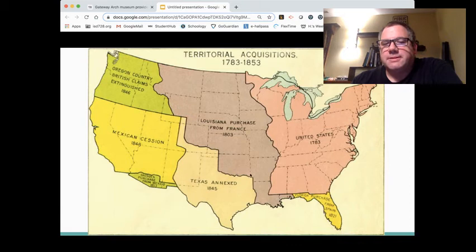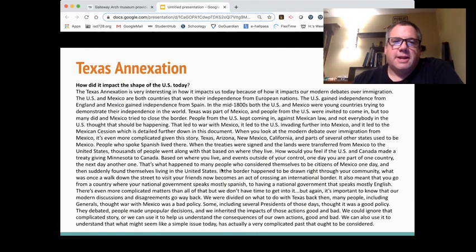And at first, Mexico allowed some of them to come in from the United States, but too many folks were coming in. And so, like it says right here, Mexico tried to close the border. But people from the U.S. kept coming in against the law of Mexico. And not everybody in the U.S. thought that should be happening. Now, this led to war with Mexico. It led to the U.S. invading further into Mexico and led to the Mexican Cession, which we'll talk about in a little bit.